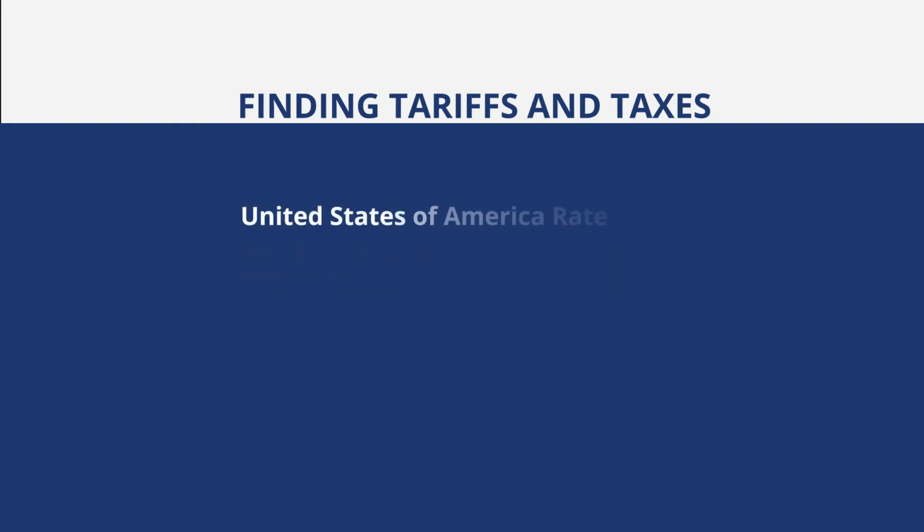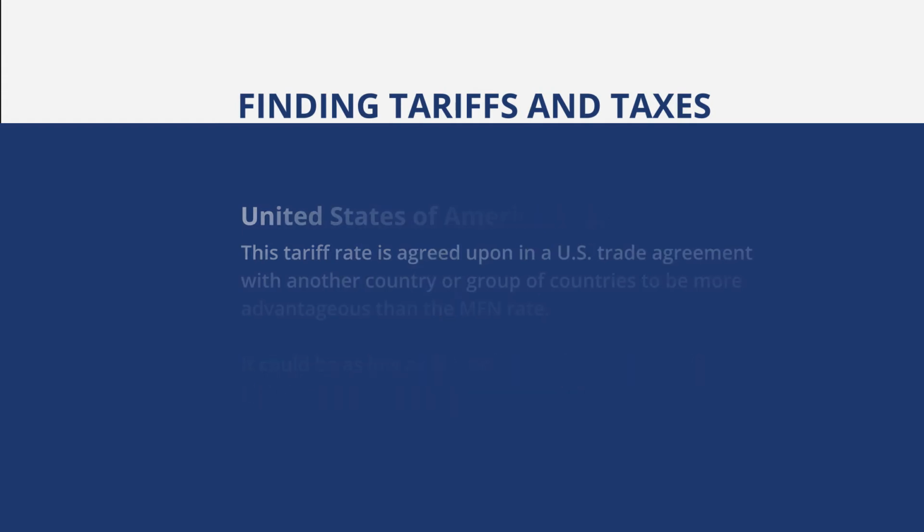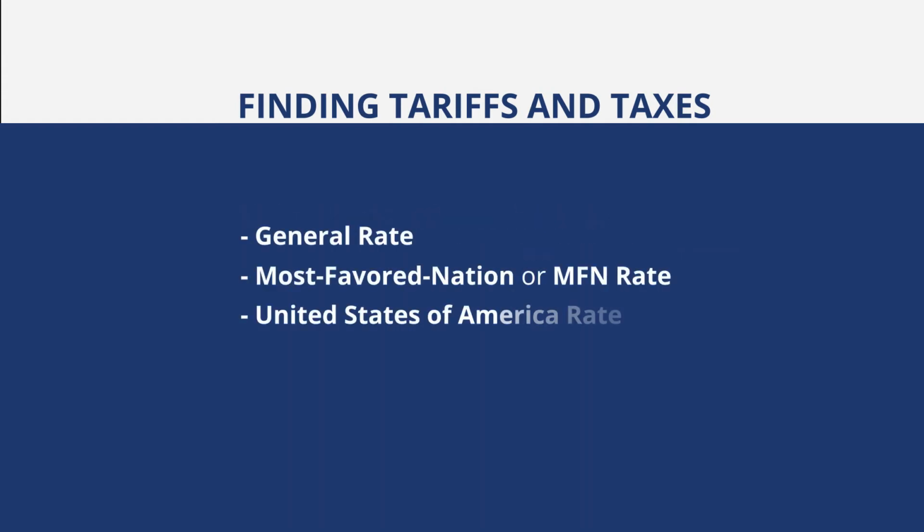The United States of America rate. This tariff rate is agreed upon in a U.S. trade agreement with another country or group of countries to be more advantageous than the MFN rate. It could be as low as 0%, or lowered over time to 0% if your product meets certain requirements. Choose the best tariff rate for which your product qualifies.